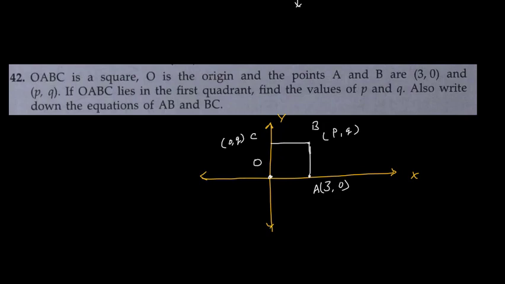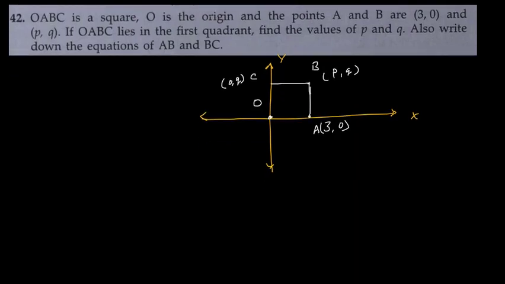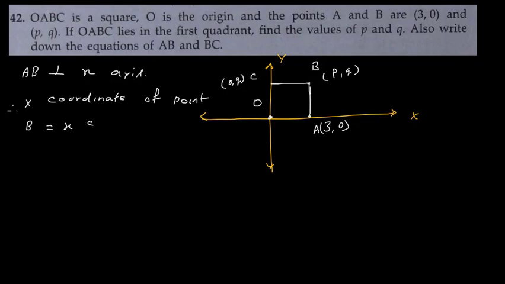Okay, so first what I will say is that AB is perpendicular to the x-axis. Therefore the x coordinate of point B is equal to the x coordinate of point A, which is equal to 3. So we get the value of P. Now we have to find the value of Q.